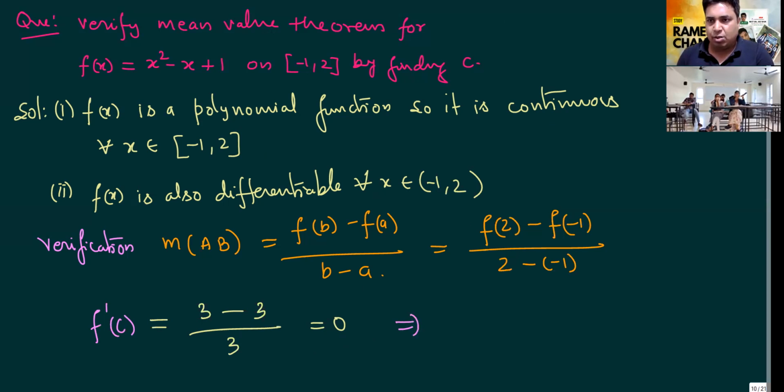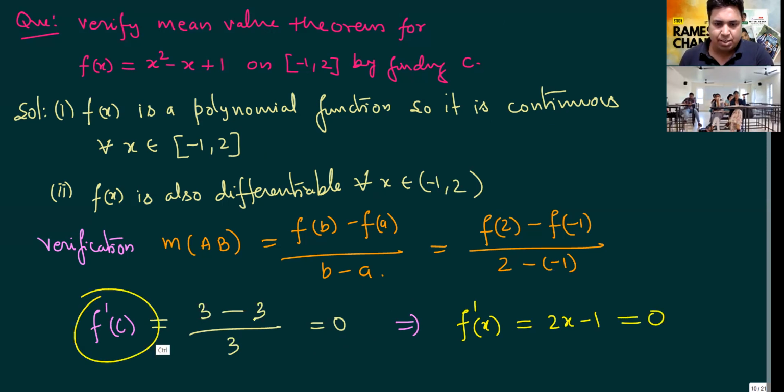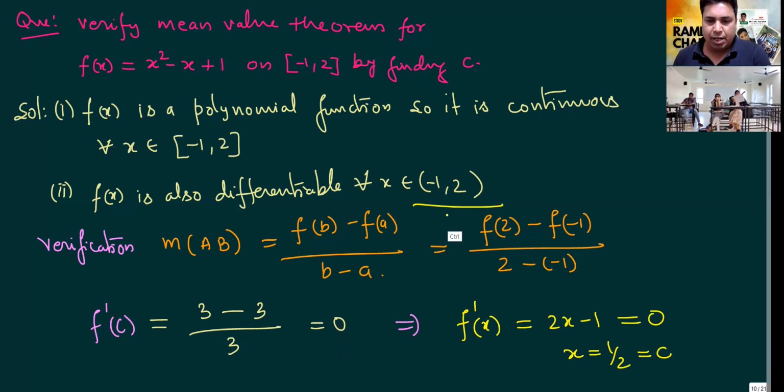So what we are going to do is differentiate f(x). f dash of x is equal to 2x minus 1, and let it be equal to f dash C. f dash C becomes equal to 0. So x is equal to 1 by 2, and this is what we are talking about, C. Does this C belong to -1 to 2? This is belonging to -1 to 2. This implies LMVT is verified.